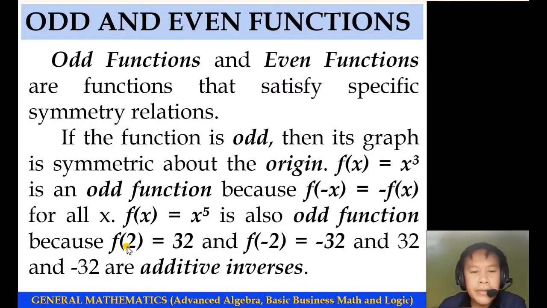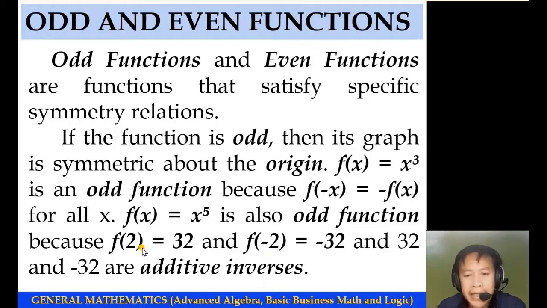And we are going to take the additive inverse of 2, and that is equal to negative 2. 2 and negative 2 are additive inverses. Why? Because if you add 2 and negative 2, the result is equal to 0.